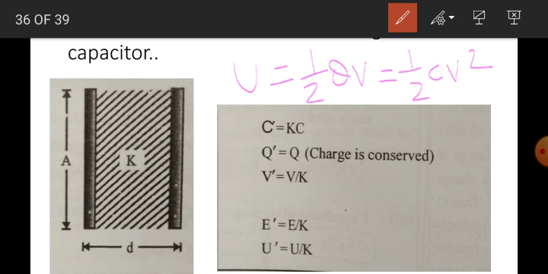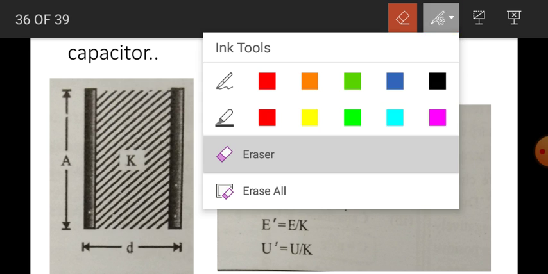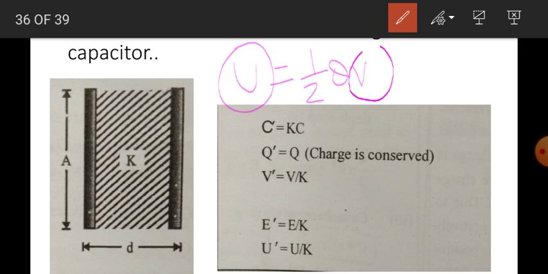As you can see here, if the V is decreasing, my energy will also decrease. Or else we can use this formula. Let me erase this part. Let us use this formula only. If V is decreasing, obviously U will also decrease, because charge is the same, charge will not change. So this is the effect of introducing a dielectric in a charged capacitor.